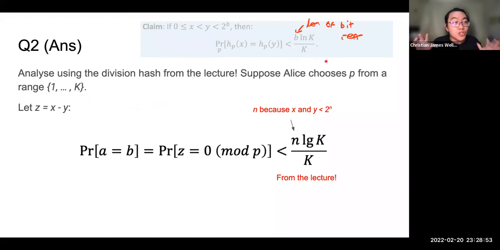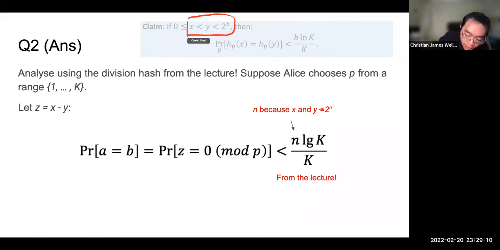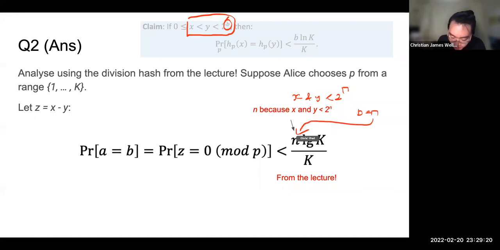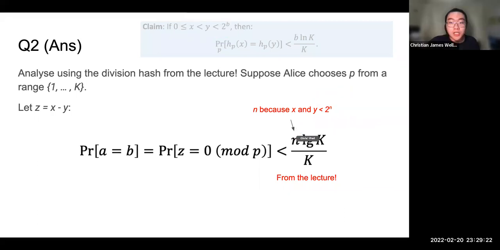Okay, so this was all gone through in lecture, but in case you need further clarification, I hope this clarifies a bit further. Here, if we apply this, recall that the number n is because x and y are 2 power n. So in the claim here, it's upper bounded by 2 power b. In our question, x and y are both upper bounded by 2 power n. So we set b equal to n. That's why we substitute over here. So this is from the lecture.